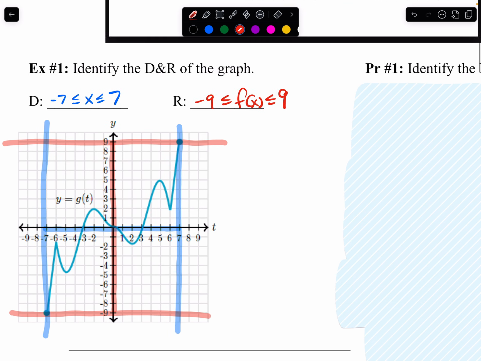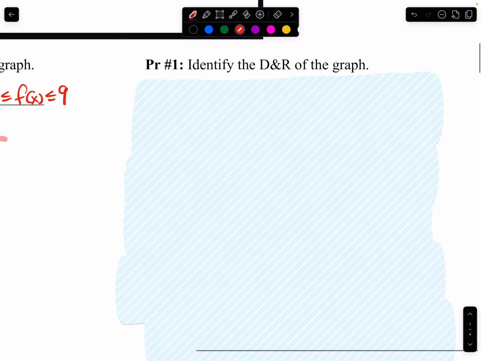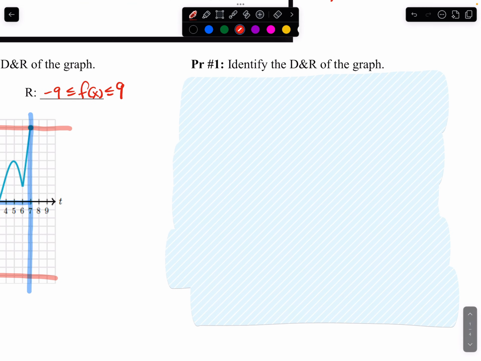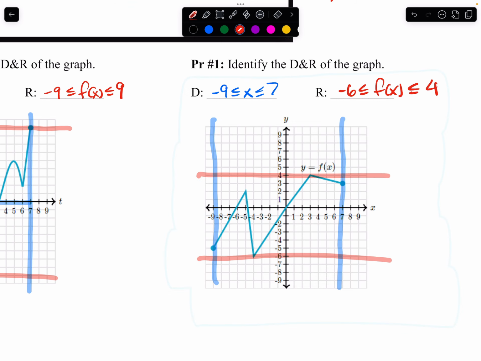Okay, I want you to try practice problem number 1 on your own. Go ahead and pause the video, find the domain and range, and then come back to check your work. There we go. So our domain, the x values are between negative 9 and 7, and our y values, or our outputs, our f of x values, are between negative 6 and 4.